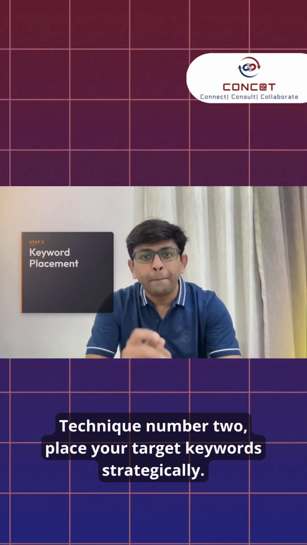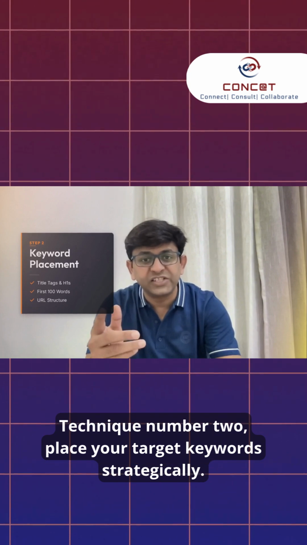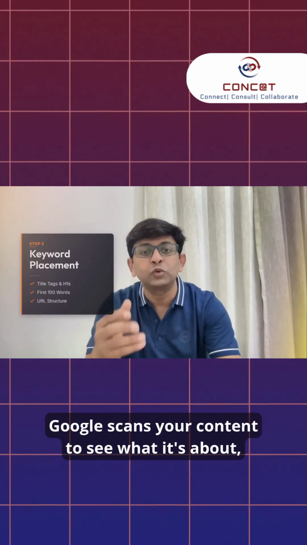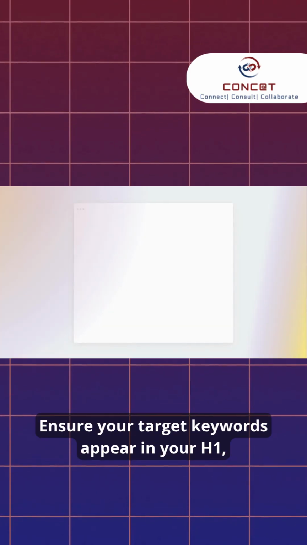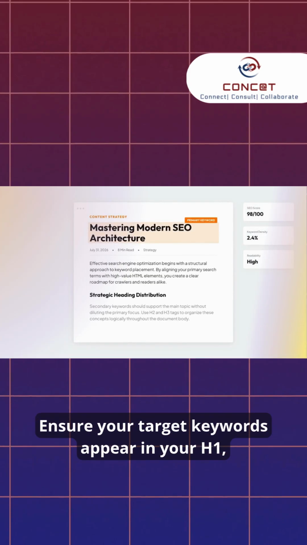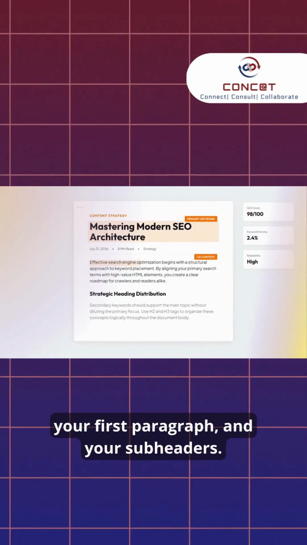Technique number 2. Place your target keywords strategically. Google scans your content to see what it's about, and your readers do the same. Ensure your target keywords appear in your H1, your first paragraph, and your subheaders.